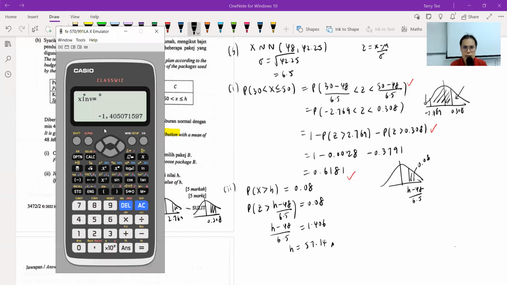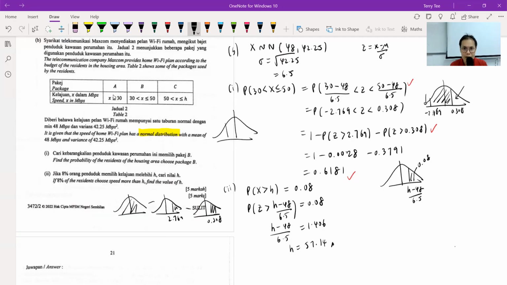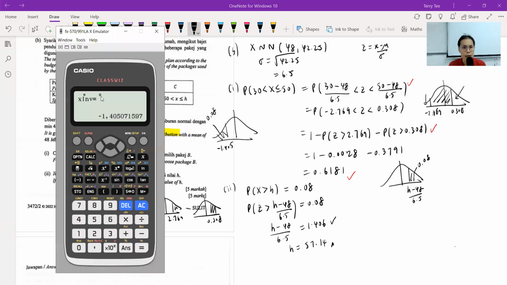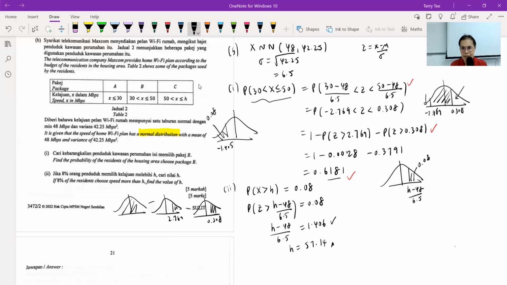But one thing to take note, when you use inverse norm on this calculator, notice there's a negative in front. That is because the calculator is set such that when you calculate this area, if you put 0.08, it's calculated from the left. That's why you will get negative 1.405 on the left. So we just flip over to the right and make it positive, right? So whether you use 1.405 or 1.406, it doesn't matter. The usage of this calculator is allowed in the exam, right? You can use this, but of course you cannot use the calculator function directly and get this answer. That will be illegal, right? So you need to show your working.